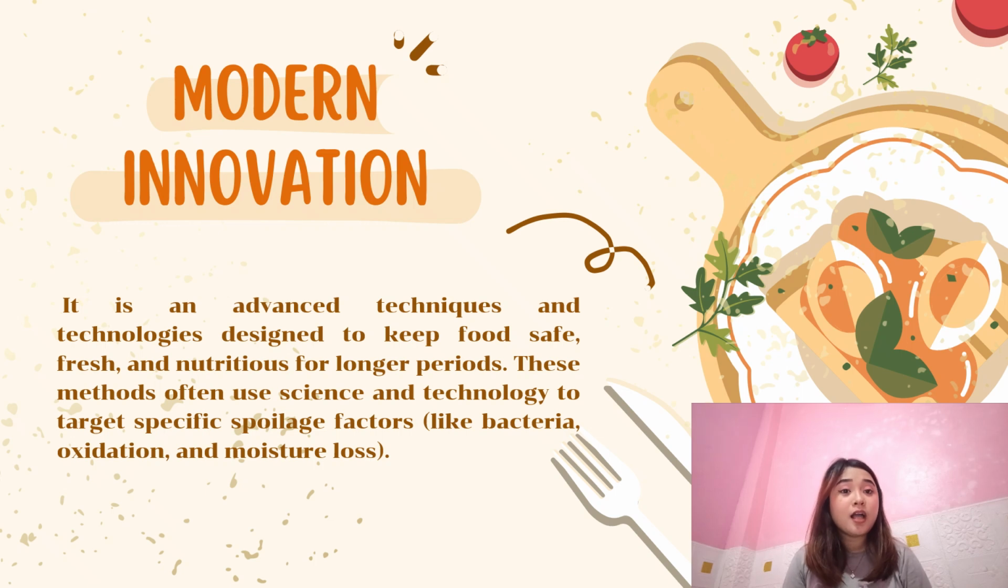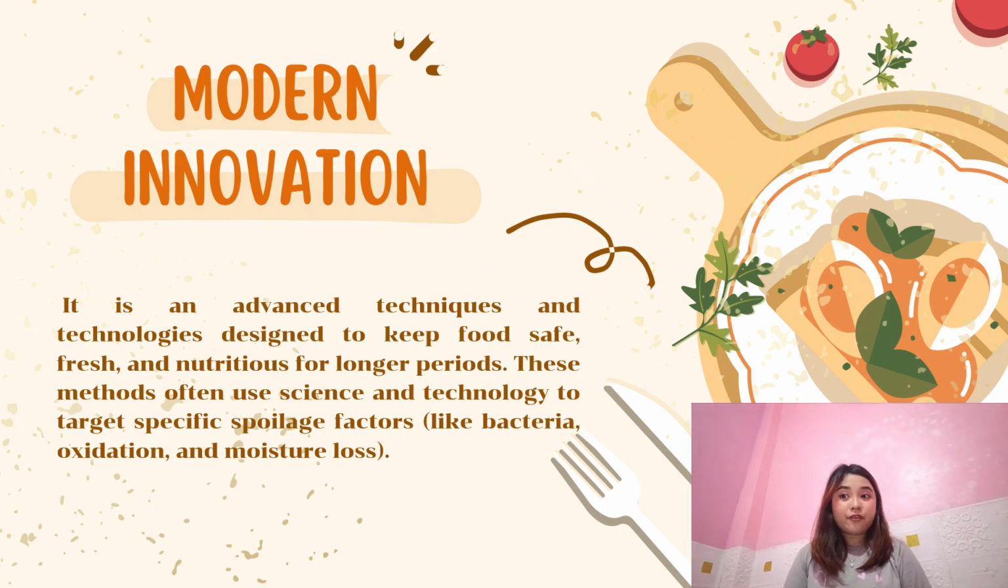For example, the refrigerator and the freezer, right? It is not like the traditional method. In the traditional method, we don't use a refrigerator and freezer to preserve our food. In modern innovation, we use these. So we use this kind of modern innovation to prevent the food from being spoiled, and to maintain it for a longer period.